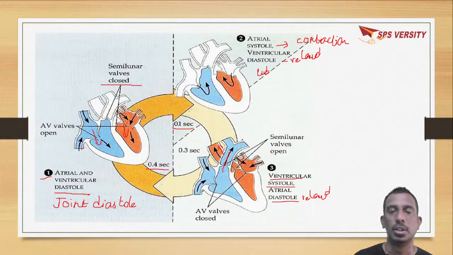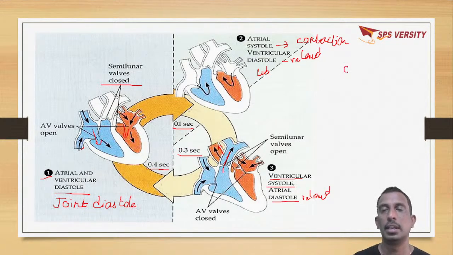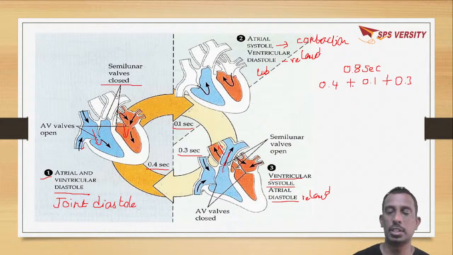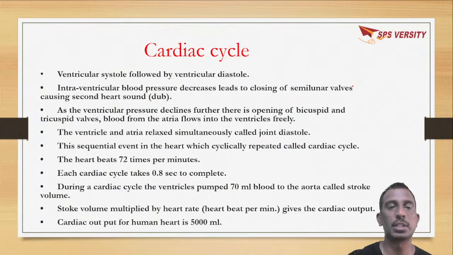Ventricular systole takes approximately 0.3 seconds. A cardiac cycle takes a total time of 0.8 seconds, in which 0.4 seconds is joint diastole, 0.1 second is auricular systole, and 0.3 seconds is ventricular systole. So this is what happens in a cardiac cycle.